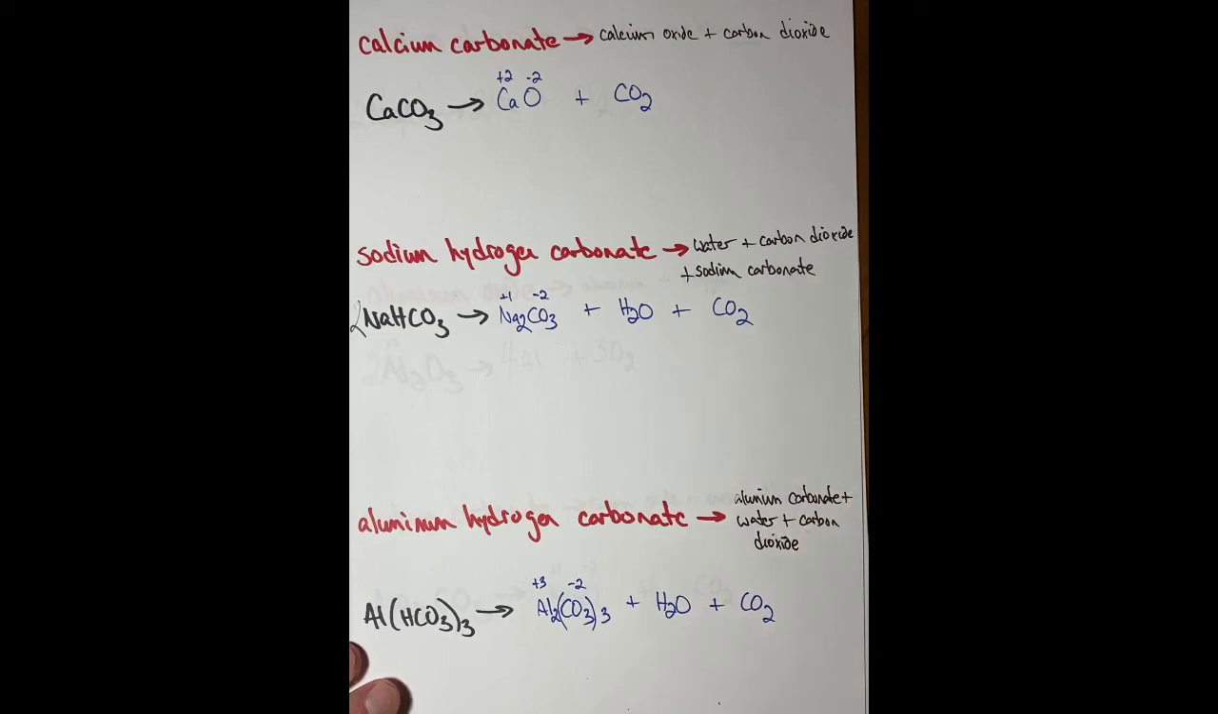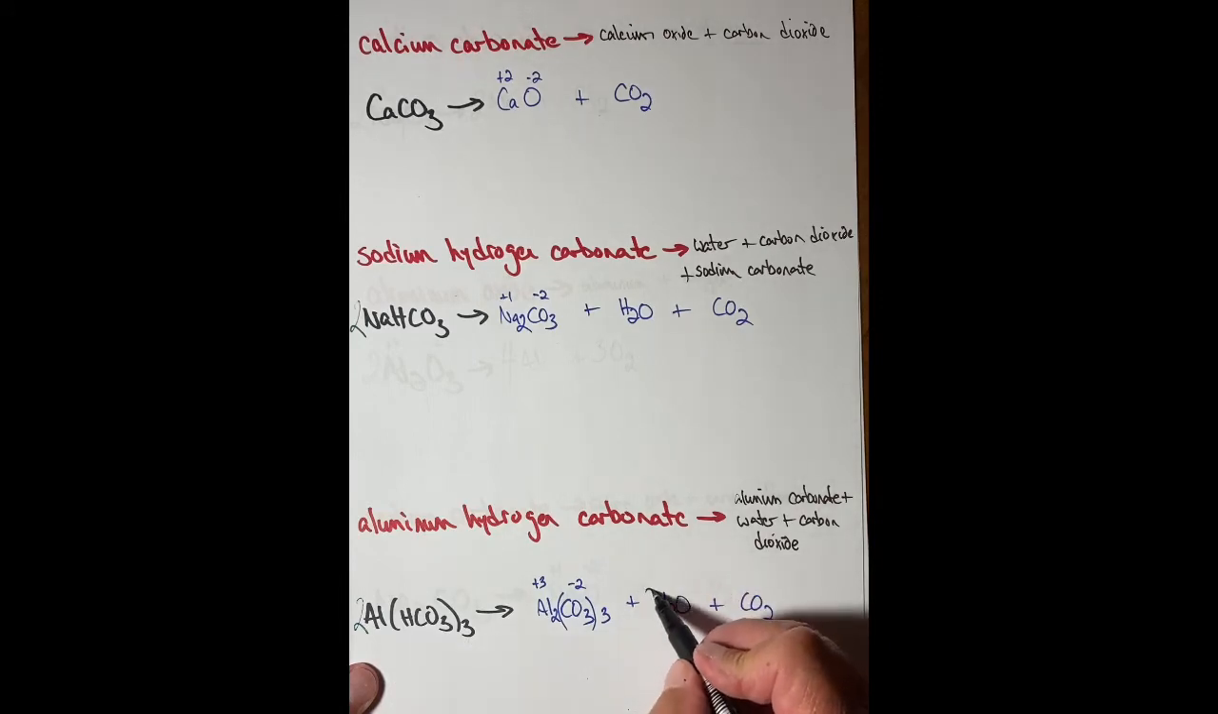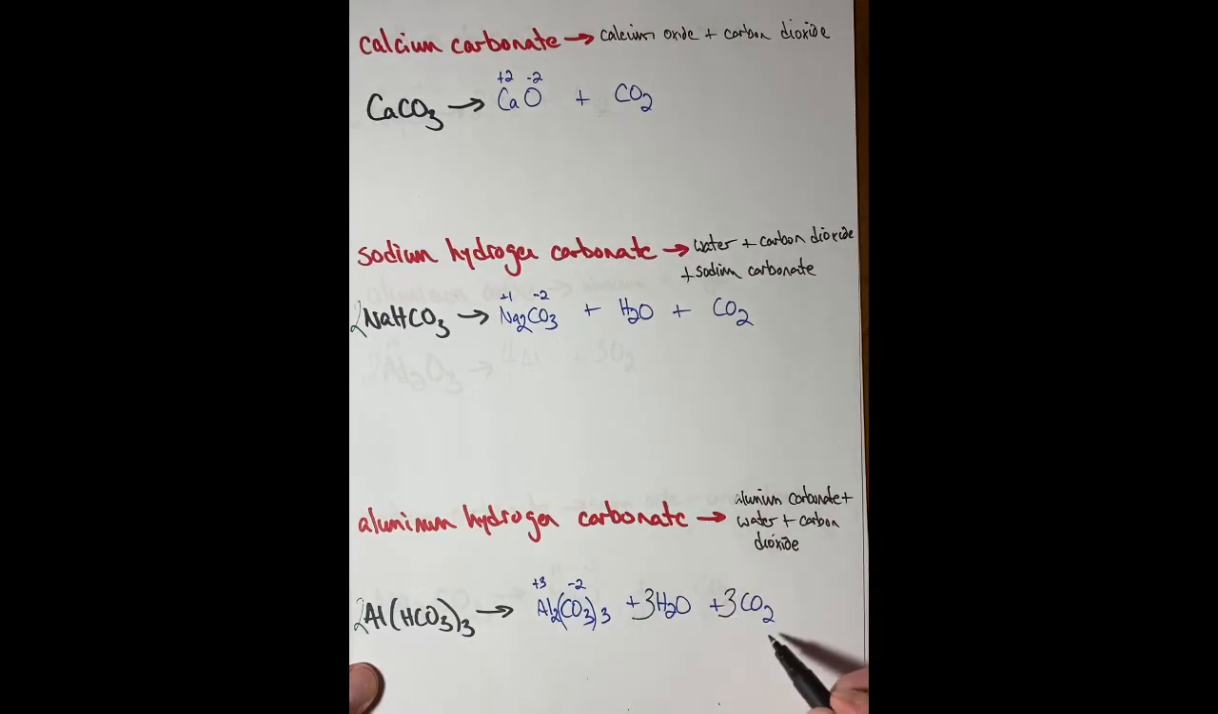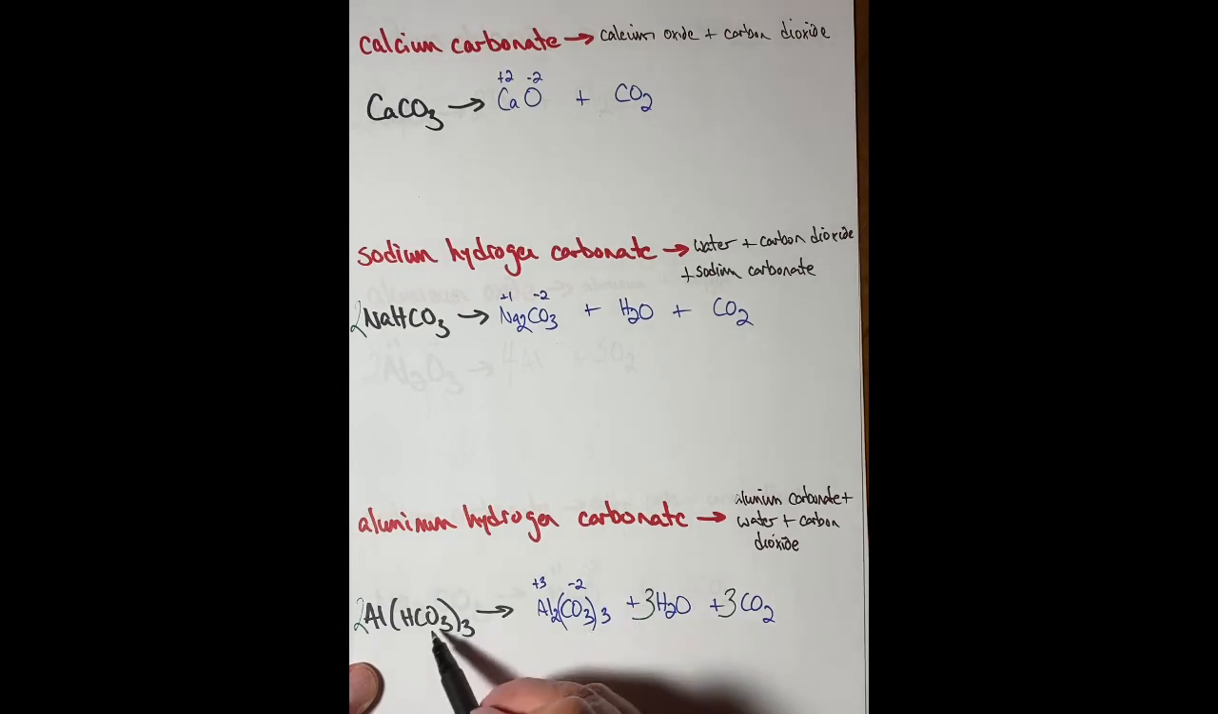And then the last thing we have to do is balance this. I got 2 aluminums here. So if I have 2 aluminum hydrogen carbonates, if I put a 3 there, I have 3 carbons, so I put a 3 there. 6, 9, and another 9 is 18. 9 times 2 is 18. So the oxygens are balanced and it's done.